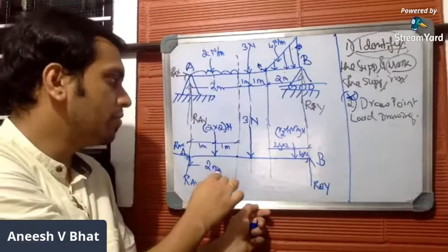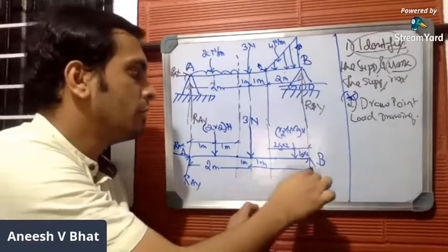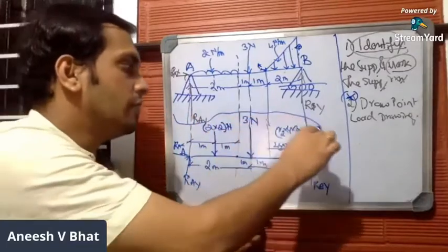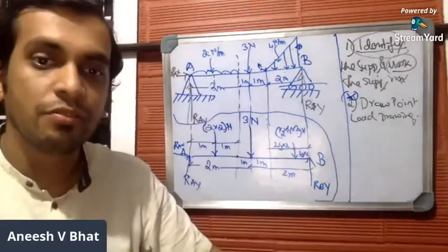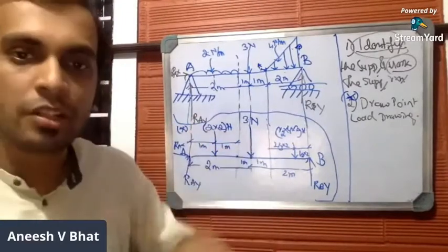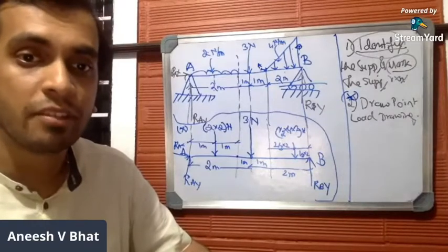This is 2 meters, 1 meter, 1 meter, and this drawing is very, very important. The entire problem depends on this particular drawing that you draw.